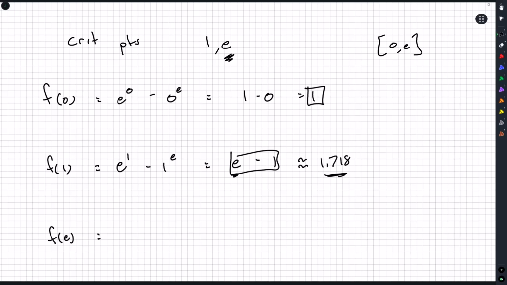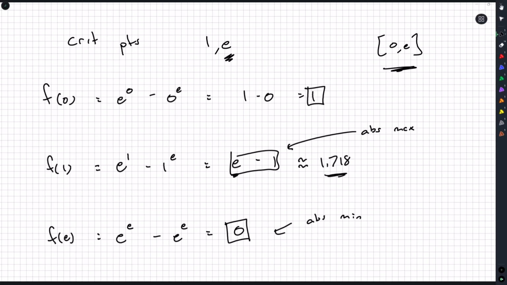So currently 1 is my absolute minimum, and e minus 1, which is the actual value here, is my absolute maximum. But there's one more value to check, so e to the e, minus e to the e, so e to the e again. Oh, they cancel out, it's 0. So we can see, 0 is going to be my absolute minimum. It's the smallest value, and e minus 1 is my absolute maximum value for this function over just the interval 0 to e. Obviously, maybe it gets bigger or smaller beyond e. We don't know, but we're not interested in that. We're just looking from 0 to e.